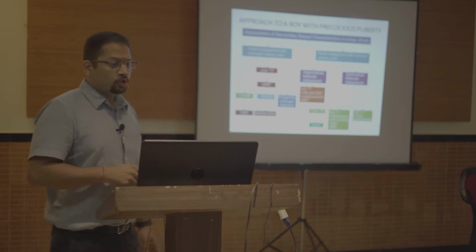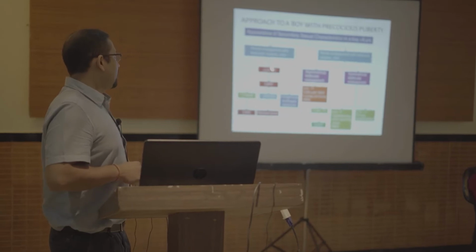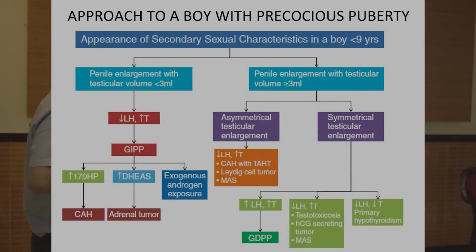So this is the approach to the boy with precocious puberty. Whenever the boy has development of secondary sexual characteristics before the age of 9 years, we have to look for the testicular volume, whether less than 3 ml. Then if LH is low and testosterone is high, it is GIPP, that is gonadotropin independent precocious puberty.